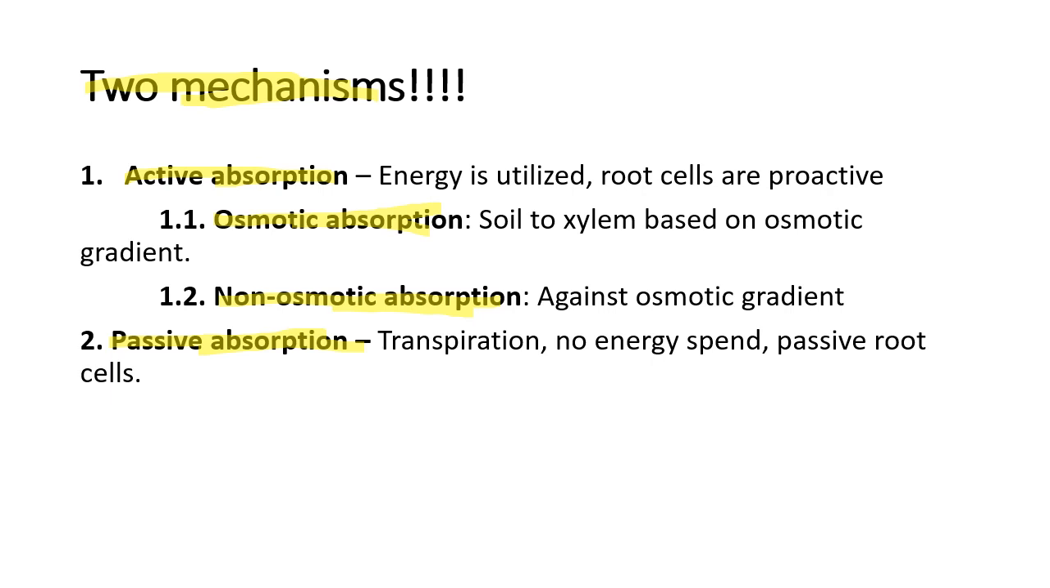In case of active absorption, the root cells are actively involved in the process of absorption. Hence, if the root cells are actively involved, the plants will spend some metabolic energy that has been produced from the process of respiration. Whereas in passive absorption, there is no need of any metabolic energy, as the root cells here are passive or inactive. And due to the inactiveness in passive absorption, the movement of water is due to the physical force acted upon due to the process of transpiration.